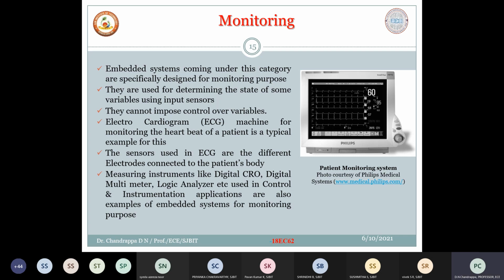They are used for determining the state of some variables using input sensors. Input is sensors, output is actuators actually. That is what they mentioned as sensors. Okay. So the electrocardiogram, the ECG machine for monitoring the heartbeat of a patient, is a typical example of this. The first level of checking whether the heart is working or not is the ECG.